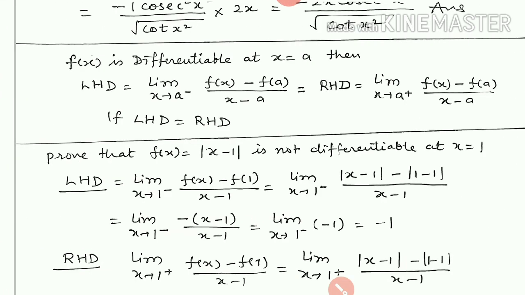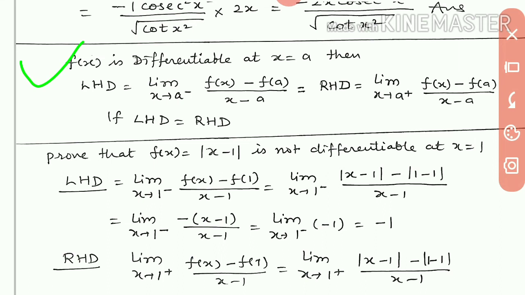So you have to do the book questions also. Some questions are also given. If f(x) is differentiable at x equal to a, then to check differentiability you have to find first the left hand derivative. The left hand derivative formula is limit x tends to a minus of f(x) minus f(a) upon x minus a, and the right hand derivative formula is limit x tends to a plus of f(x) minus f(a) upon x minus a.